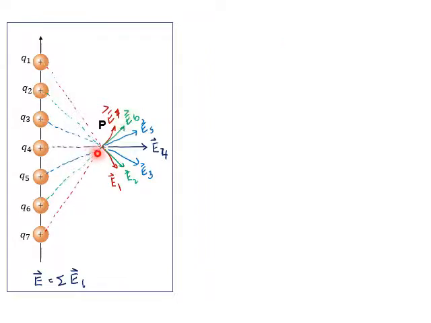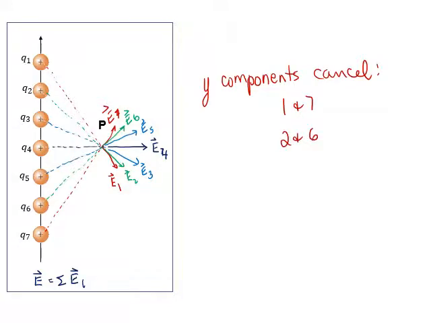How about my y components? Well, my charges are symmetrical up and down. So 1 and 7 are the same distance from the midpoint. 1 is a certain distance above the midpoint, 7 is the same distance below. That means E1 and E7 have the same length, but E1 points down and E7 points up. That means that the y components of E1 and E7 cancel. And that's also true for 2 and 6 and 3 and 5. They cancel due to symmetry.